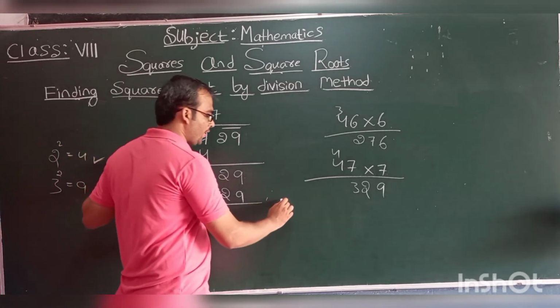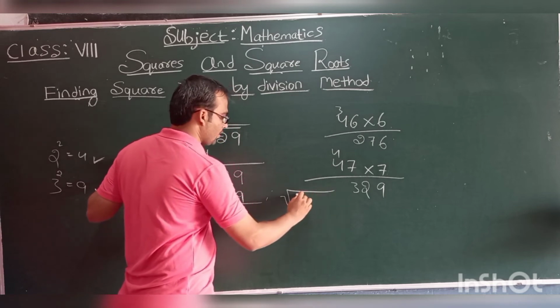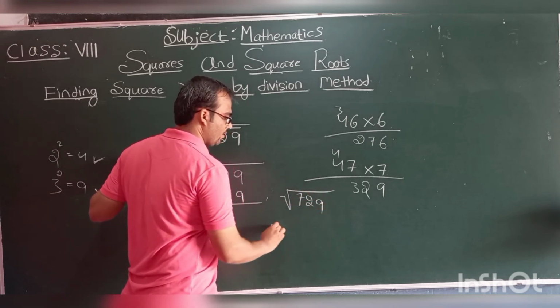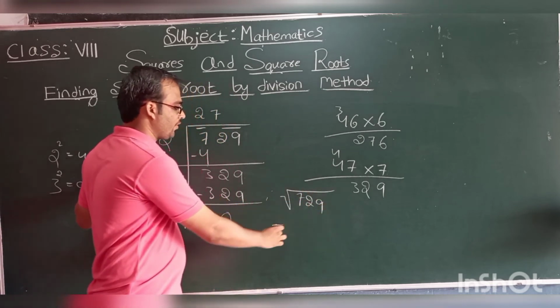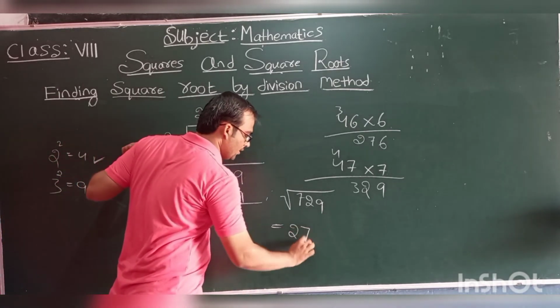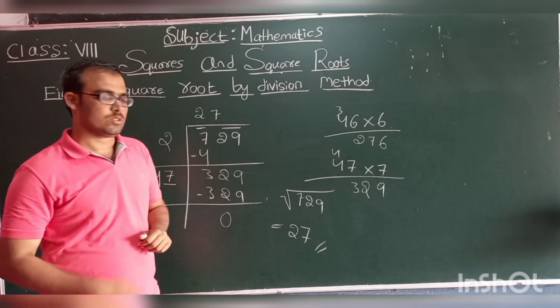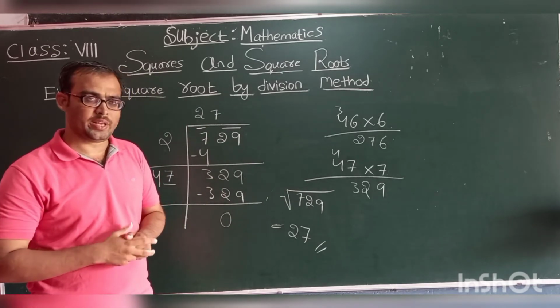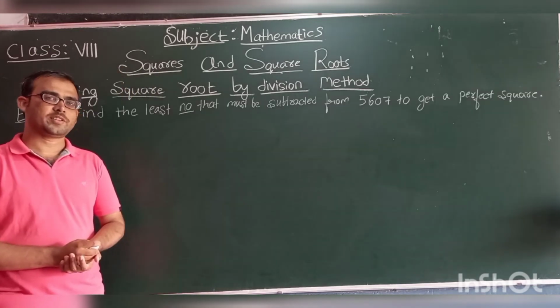Therefore, what is the square root of 729? The square root of 729 is this one. That is 27. Okay. So the square root of 729 is what? 27. Students, now let us solve the 10th question.